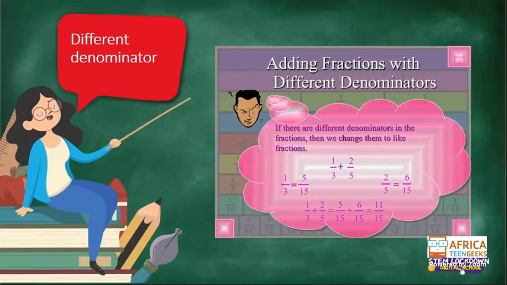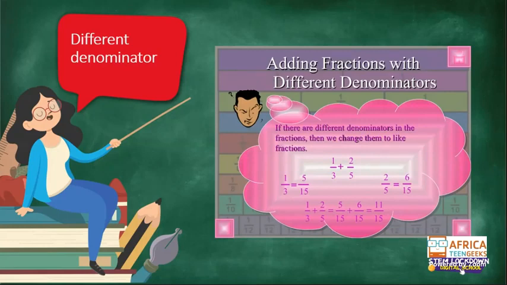So here we have 1 over 3 plus 2 over 5. You look at the lowest common multiple, which is 15. For me to get the lowest common multiple of 5 and 3, what can I multiply 5 and 3 with so that they are at the same multiple? You multiply them by each other, which is 3 multiplied by 5, 15.